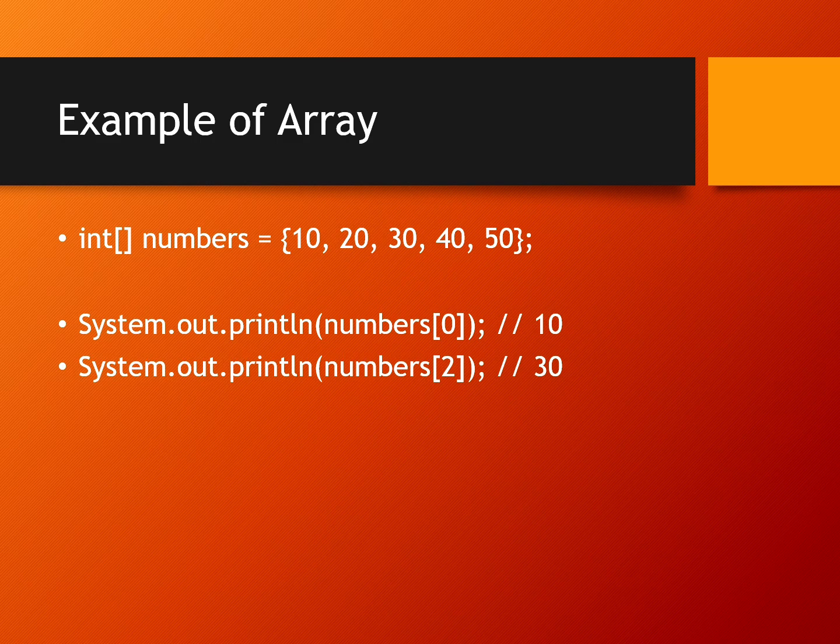Basically, an array holds the same type of data, not different types of data. Only the same type of data it will hold, and the size of the array can't be changed. Once it's fixed, we cannot change it. This is the concept in arrays.